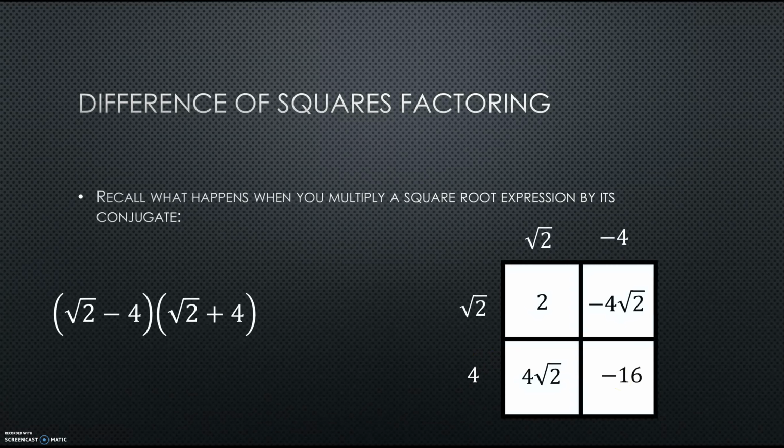The reason we used conjugates when rationalizing denominators is that it ends up killing the square root. Notice I have a 4 root 2 here and a negative 4 root 2 here, so those cancel each other out. All I'm left with is 2 and minus 16, and 2 minus 16 is negative 14. So when I multiply these two radical expressions together, the radical piece falls out and all I'm left with is a regular old integer in this case.